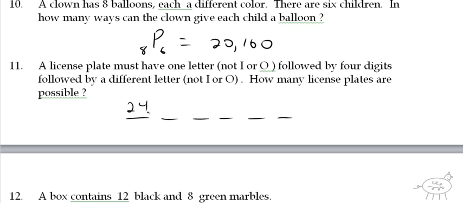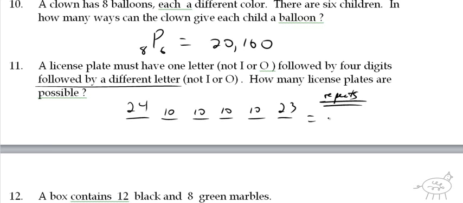You are probably asking, are there repeats or no repeats? Remember, you have repetition if it doesn't say otherwise. So you're repeating, that means there's 10 possibilities, 10, 10, 10. That's for the 4 digits. And then for the last letter, we already used one of the letters, and it even says, followed by a different letter. So that means there are 23. Okay? And if you multiply all that together, you get 5,520,000 possibilities.